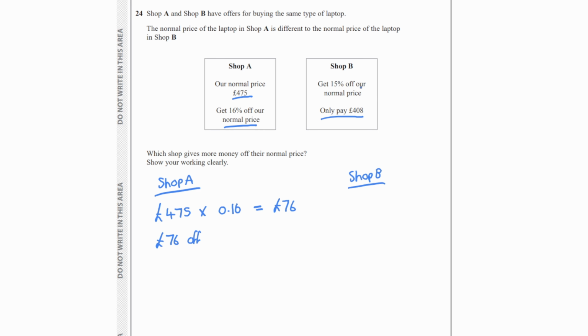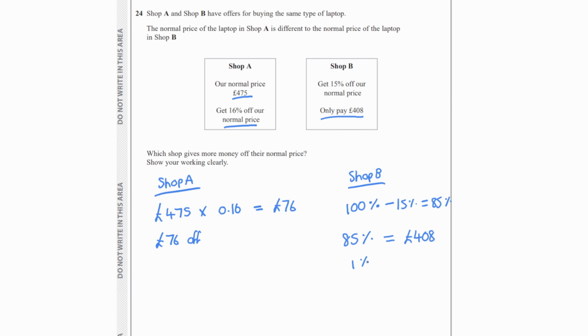So get 15% off our normal price and only pay £408. So what that means is we had 100%, that's our normal price. We've taken 15% off, which takes us down to 85%. And they've told us that when we buy it for 85%, we will pay £408. So we know that 85% is £408. And we want to work out what was the original price, or even we want to work out 15% really, because that's what we lost. But let's work out 100%.